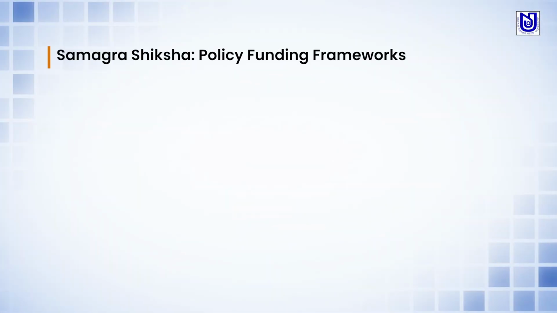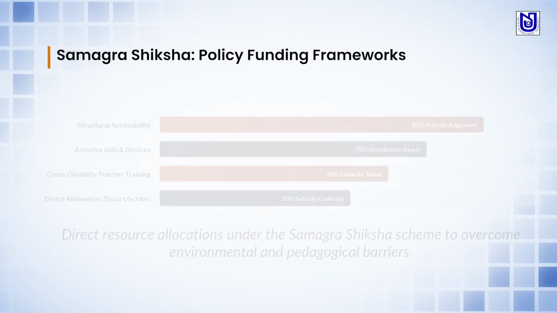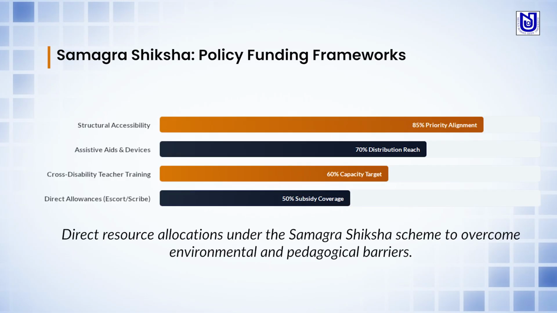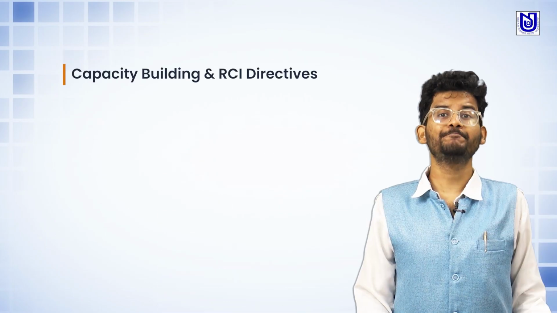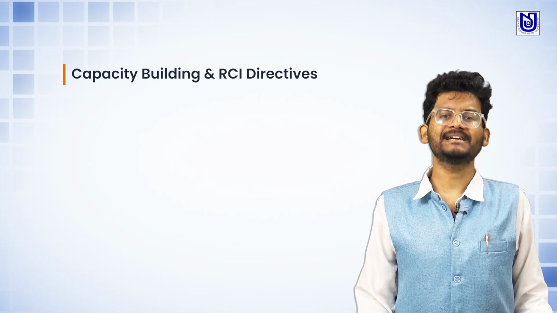Therefore, this policy shift through the Samagra Shiksha Abhiyan is a foundational journey that has been promoted by the central government. This centrally sponsored scheme of the Samagra Shiksha Abhiyan provides direct financial assistance to schools and local authorities, thereby making the institutions and classrooms truly inclusive. The direct resource allocations under the Samagra Shiksha Abhiyan have been an effective means to overcome environmental and pedagogical barriers as well as to build capacity and follow RCI directives.